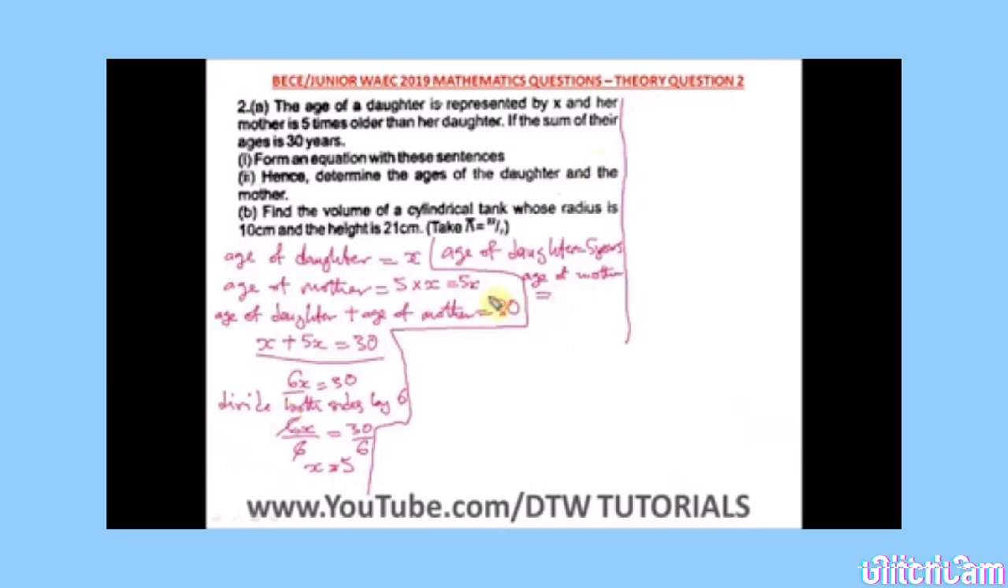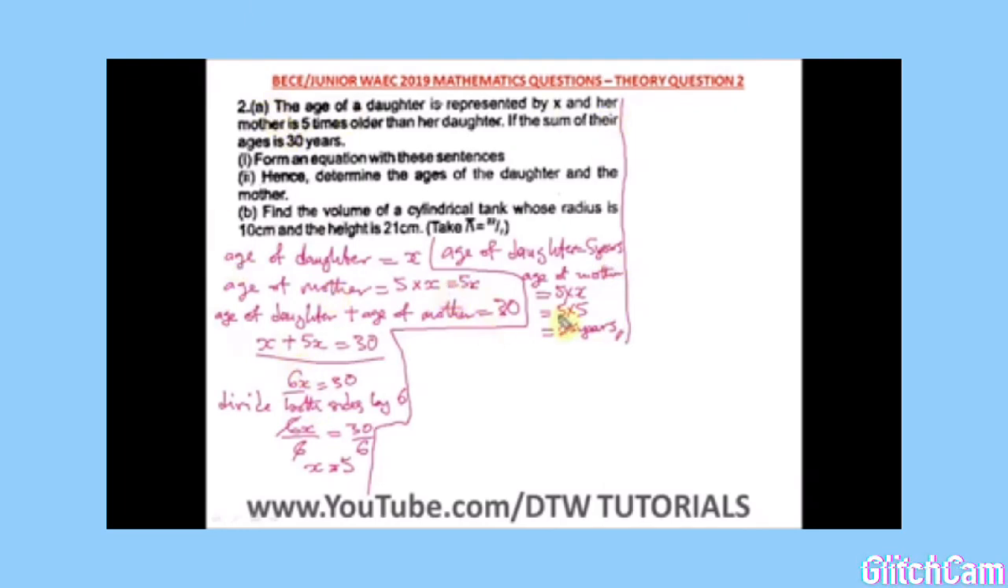So here it will be 5 times x, and what is x? x is 5. So we have 5 times 5, which is equal to 25 years. So the mother is 25 years, while the daughter is 5 years. So this is our answer. You state it this way: age of daughter equals 5 years, age of mother equals 25 years. So this is the solution for question 2a, i and ii.